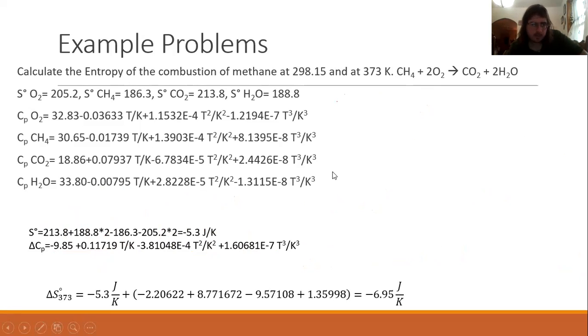But I need to double check those numbers. But okay. So saying that combustion might be a little bit more spontaneous at higher temperature, or they're saying a little bit of the opposite.